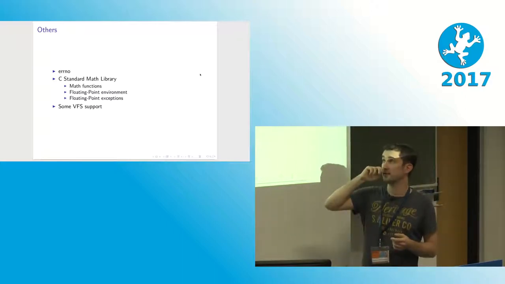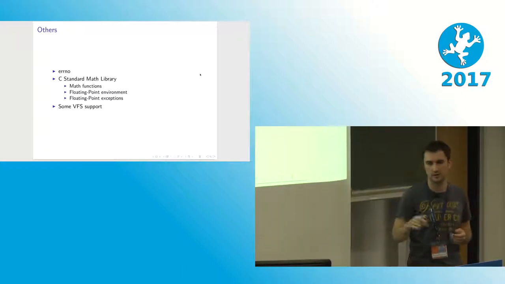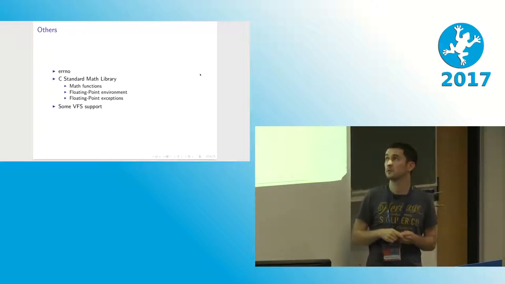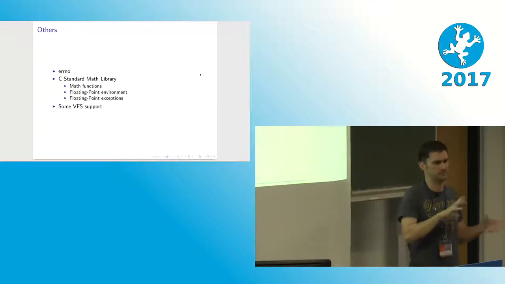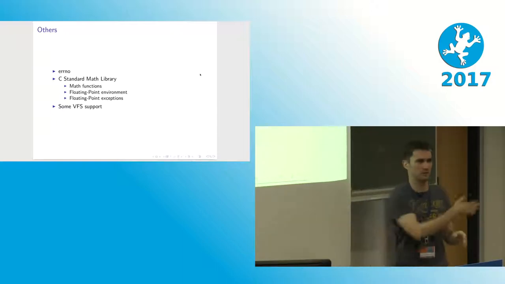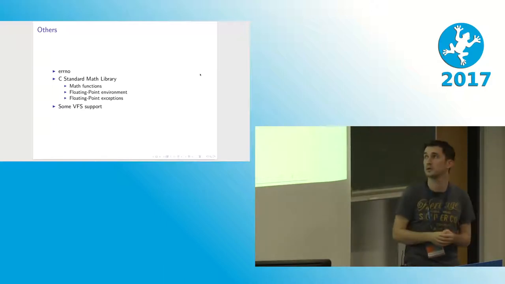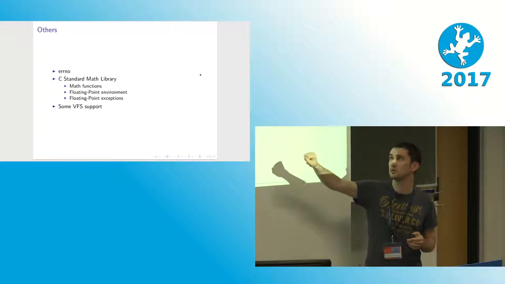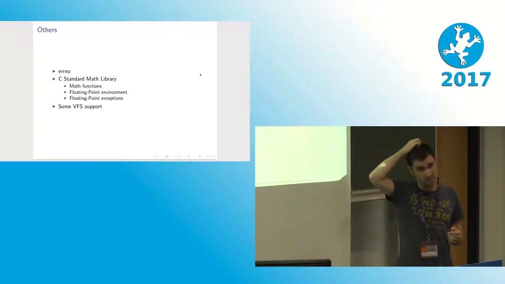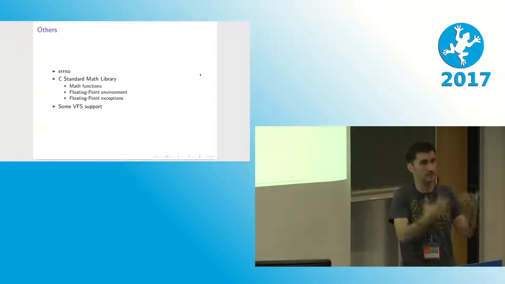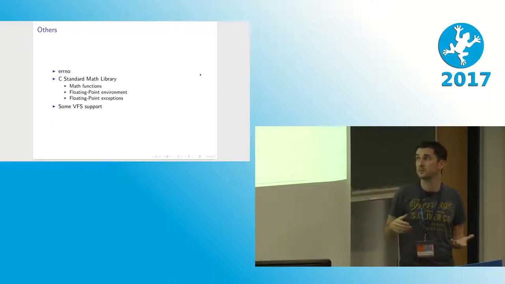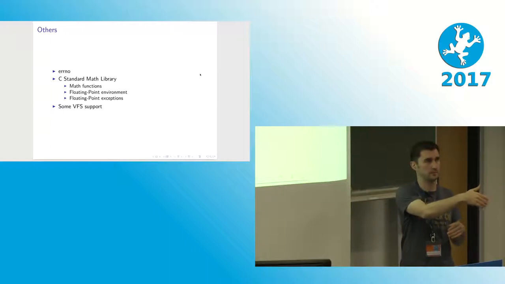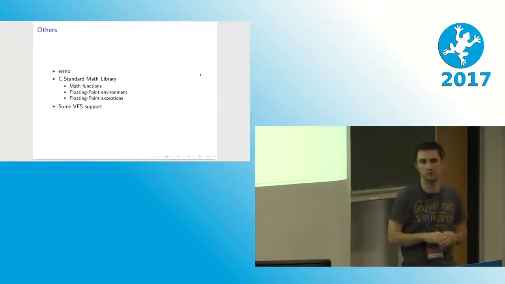There is some support for the math library. All the math functions are there. There is support for changing the floating point environment. So if your transaction somehow changes rounding mode or something like that, during a rollback, the old rounding mode for floating point is restored. And there are exceptions supported. So just like errno, if one of these math functions fails with a floating point exception, then it will be detected by the function and recovery will be started. And during a rollback, the exception state of the transaction will be restored to the old value.